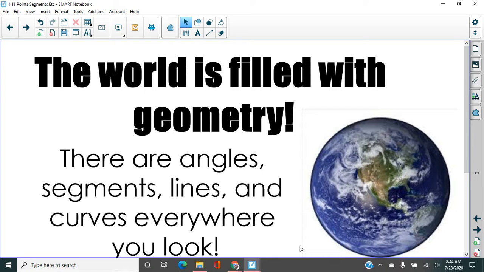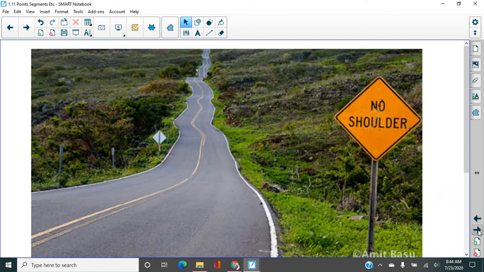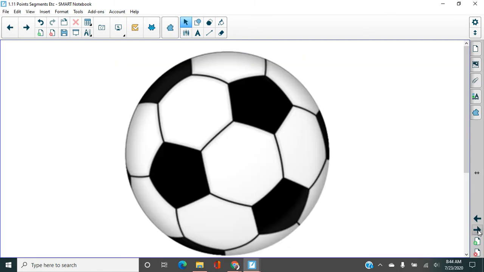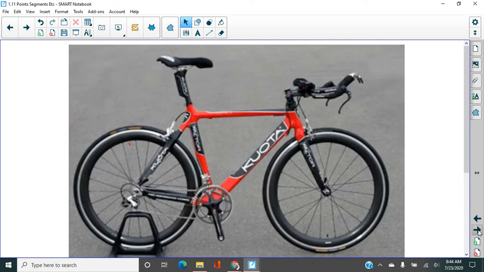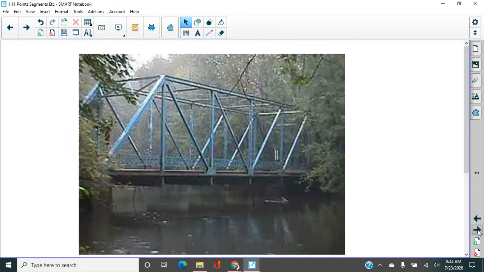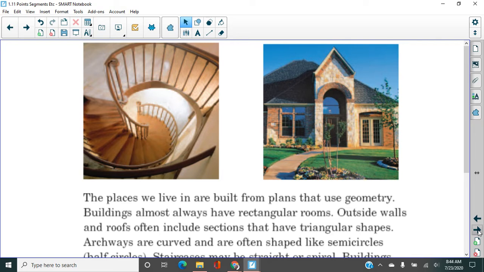Today we're going to talk about points and line segments and rays and all sorts of things that connect to the word geometry, right? Geometry is just looking at all of the angles and lines and different shapes that we see throughout our world. And the world is filled with geometry. As I scroll through these pictures, you'll see all sorts of lines and curves and shapes and just different things that we see in our world related to geometry. They're all over the place, right?